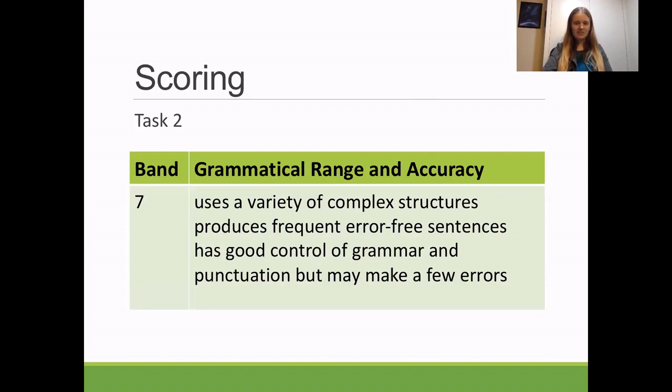Okay, for a score of 7, this would mean that you use a variety of complex structures. You produce frequent error-free sentences, and you have good control of grammar and punctuation, but you're making a few mistakes.